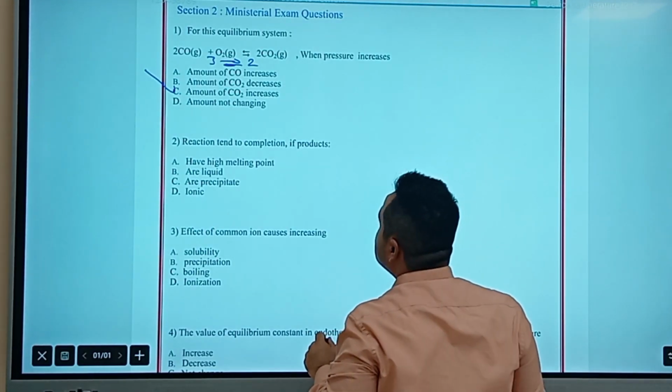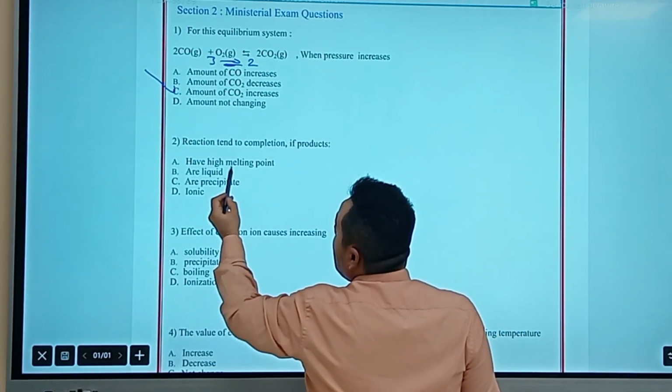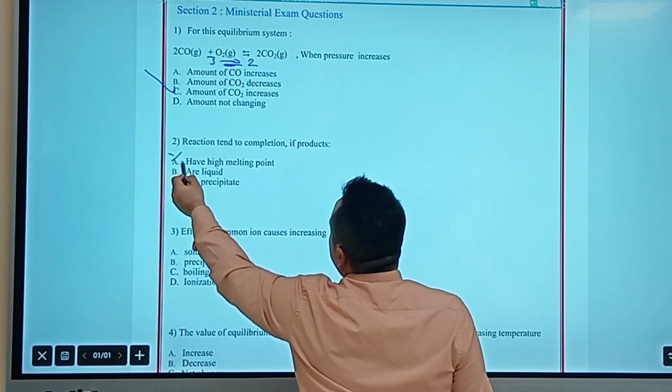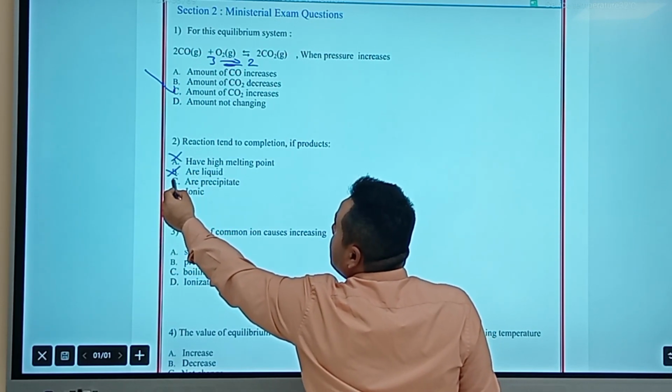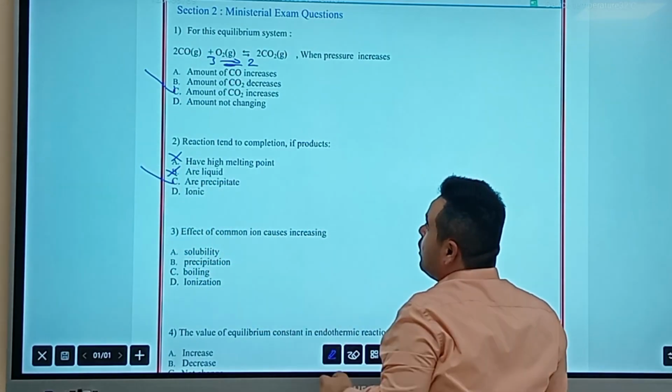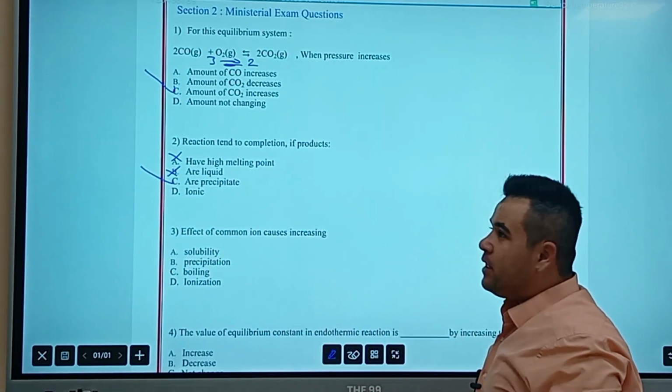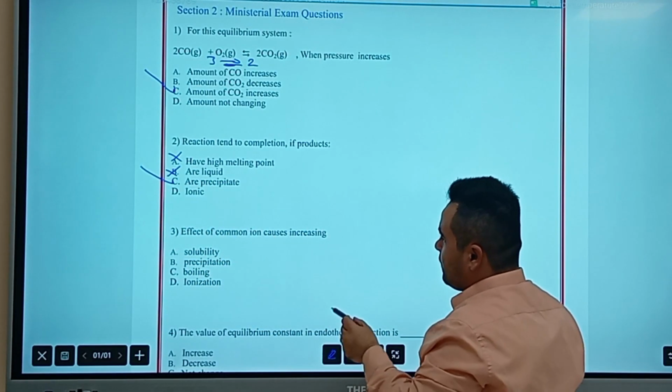Reaction tends to completion if products have a high melting point. No, we didn't talk about that. Are they liquid? Are they precipitate? Yes, because if the products are precipitate, the reaction goes to completion.